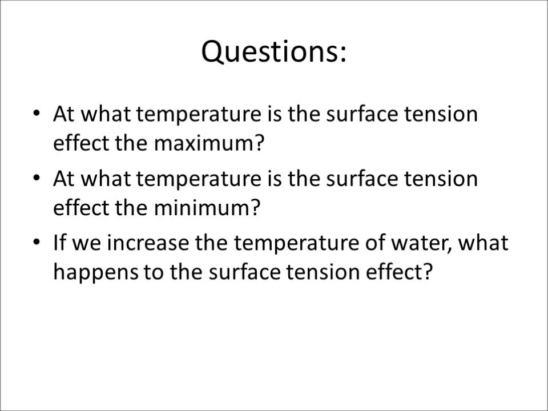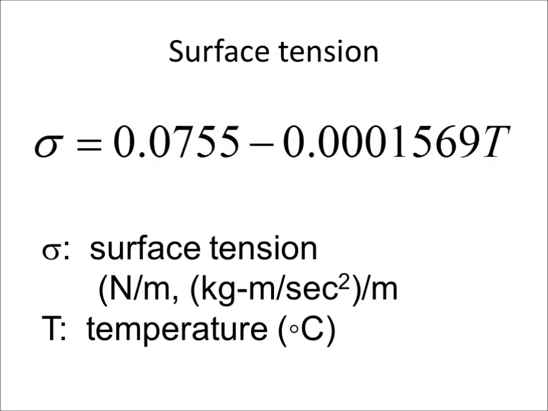So here are a few questions about some other properties of water that are very important, especially when we start talking about infiltration of water into soils. These questions are really an exploration of the surface tension effect of water. At what temperature is the surface tension effect the maximum? Another is, at what temperature is the surface tension effect the minimum? And if we increase the temperature of water, what happens to the surface tension effect relative to the temperature that we started with? Okay, so this helps answer a couple of those questions.